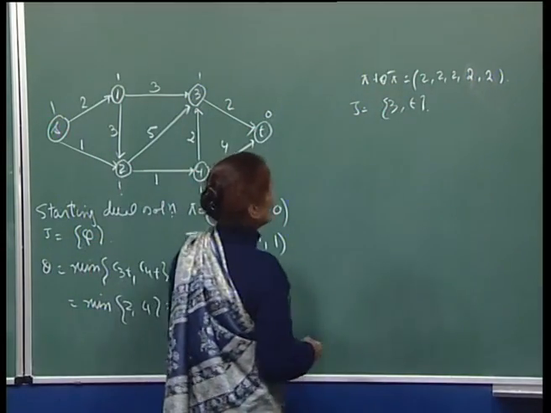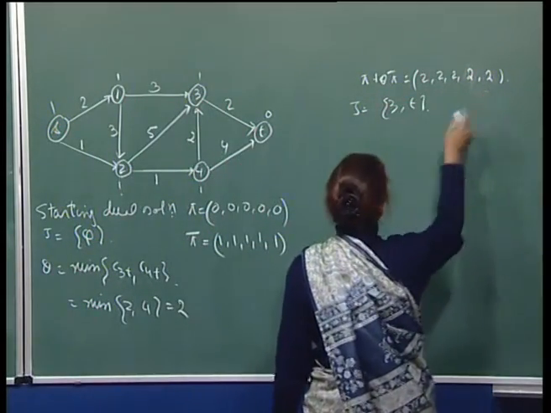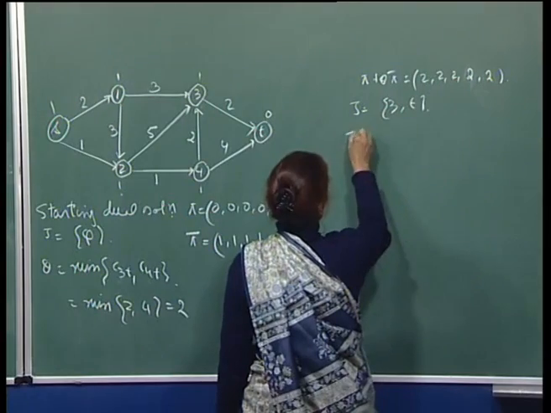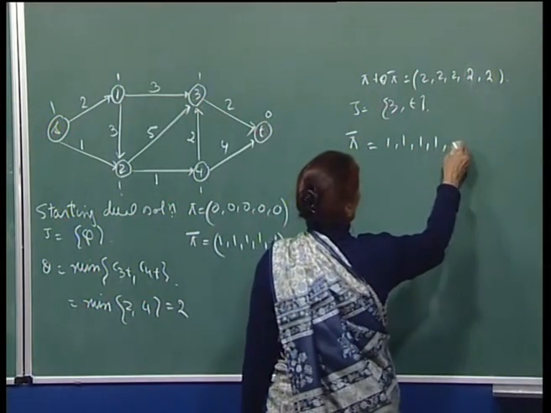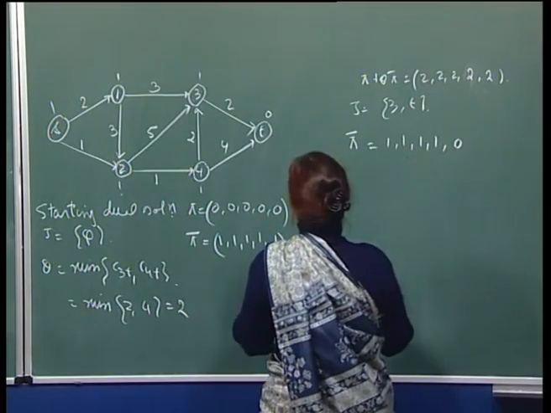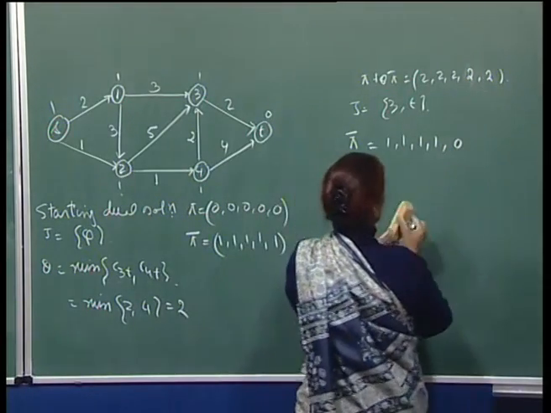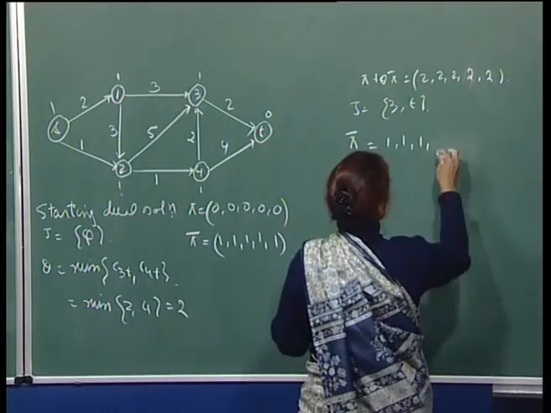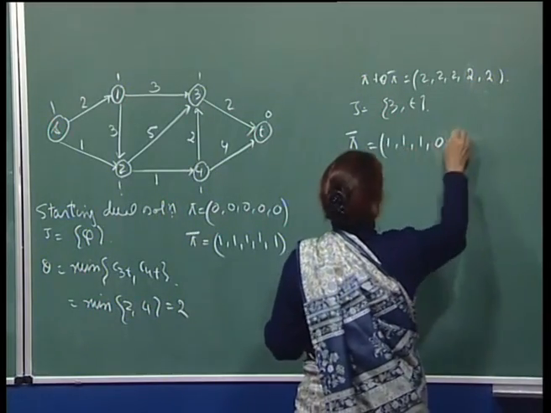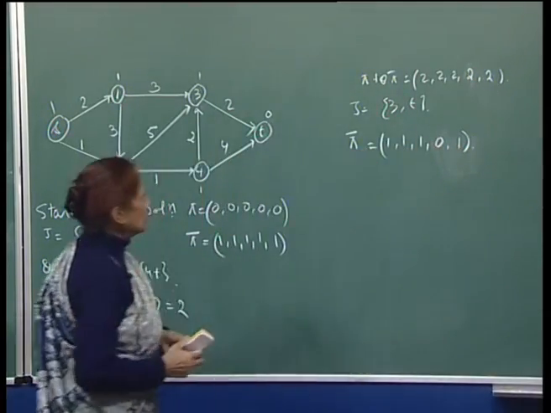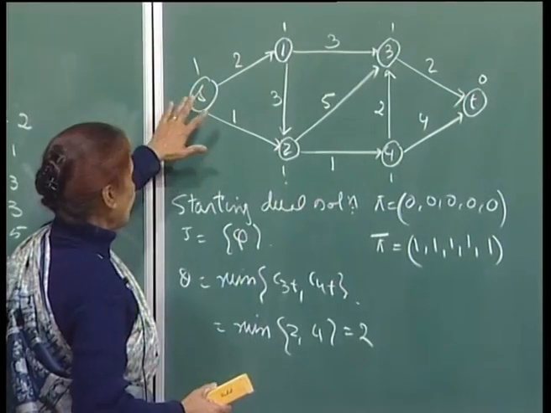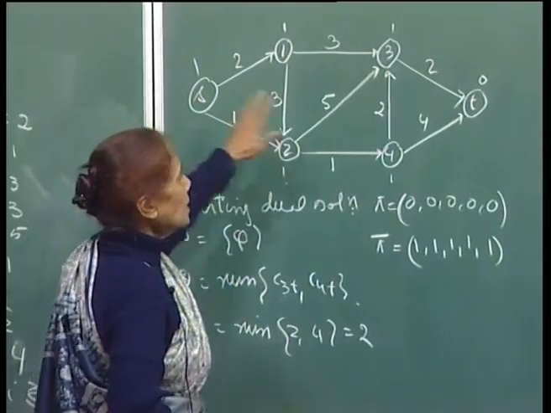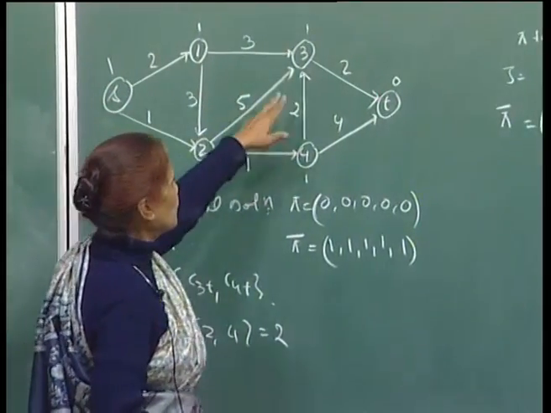So, let me write it for you. This was your new dual solution, and your pi bar now becomes 1, 1, 1, 1 and 0. Well, let us see, it will be this way because node 3 comes first, 0, 1. This is your new restricted dual solution. This remains as 1, pi bar s, the maximum value, because I do not have any other admissible arcs.